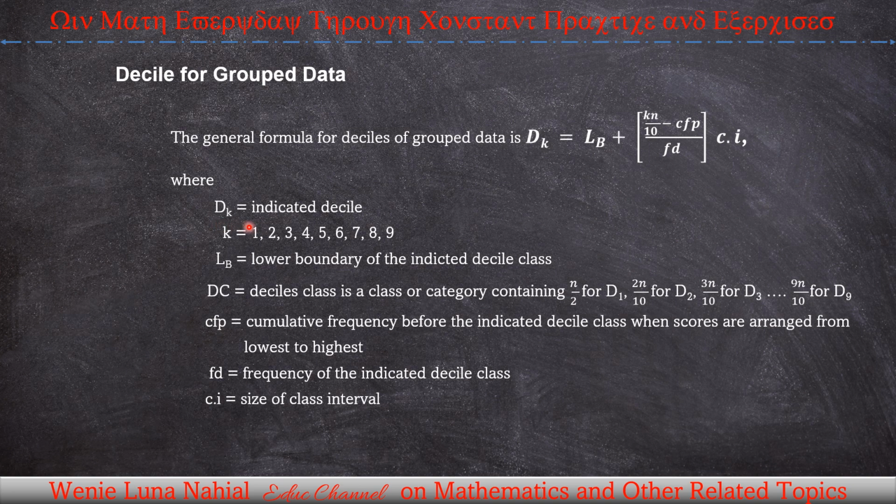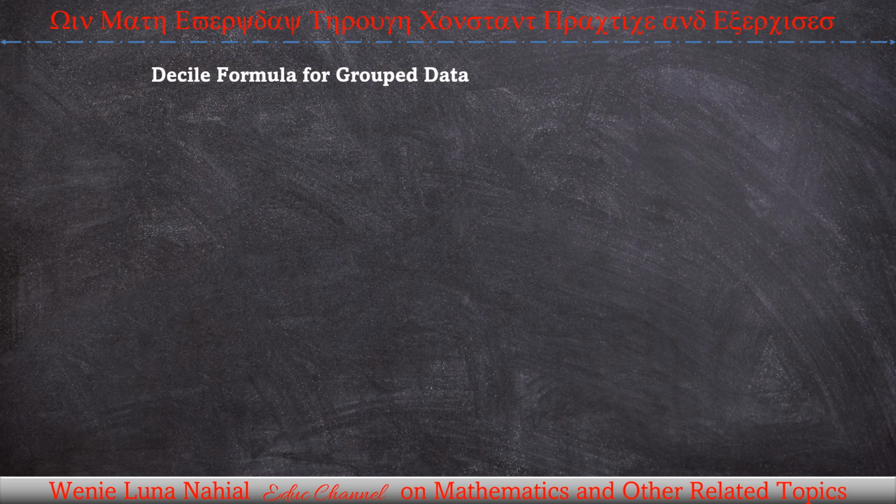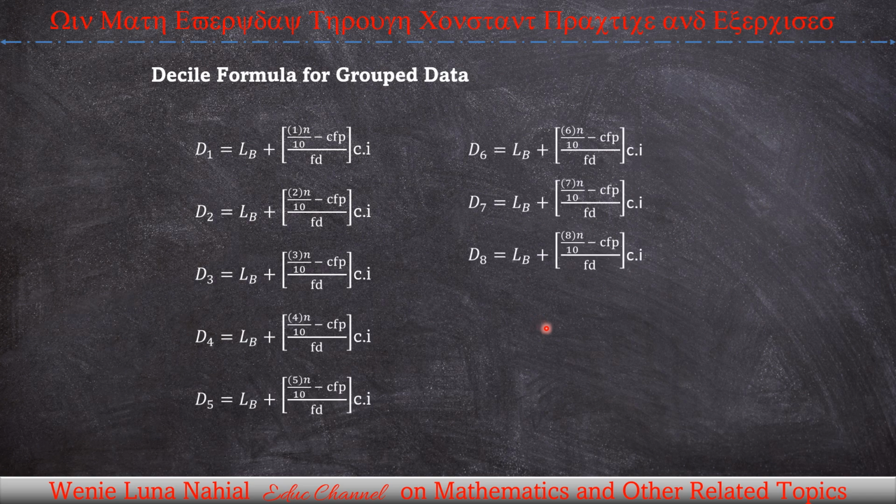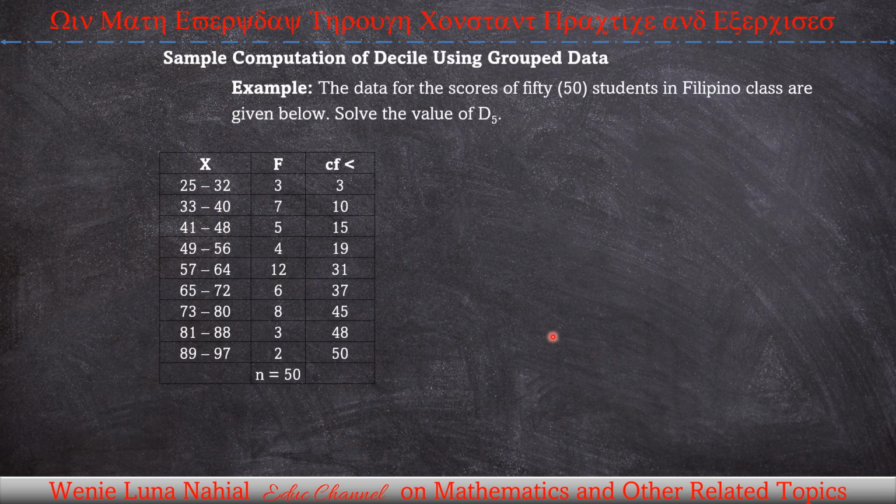So, where D sub K is the indicated decile, our K is equal to 1 up to 9. LB, that is our lower boundary. DC, this is decile class. Okay, then CFP, FD, then CI. So, the same thing. Okay, let's have an illustration. Okay, we have just here the D1, D2 up to D10. But as what I said, just memorize a single formula. Okay, here. Computation for decile using group data.